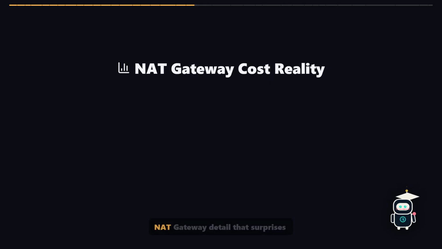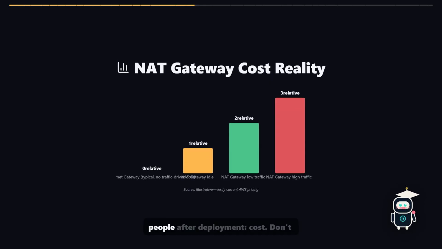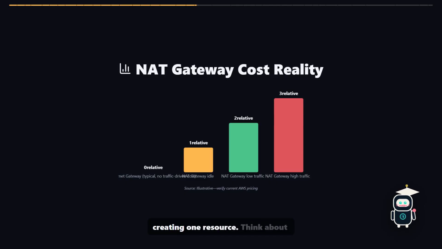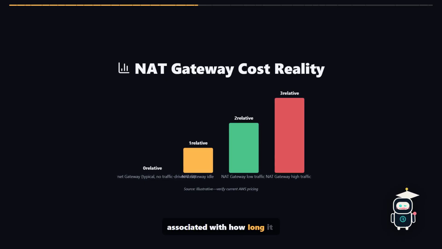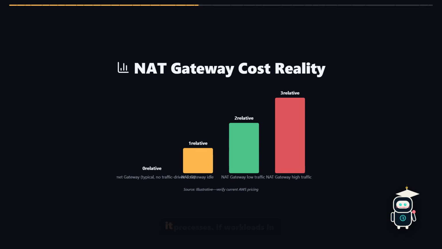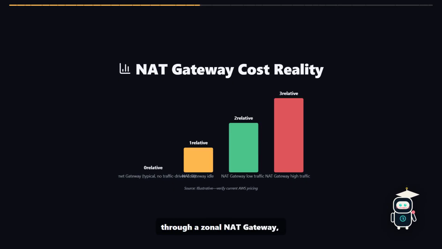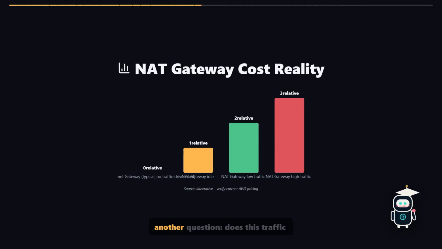Now let's talk about a NAT gateway detail that surprises people after deployment. Cost. Don't think about NAT gateway cost as just the price of creating one resource. Think about the entire traffic path. A NAT gateway can have charges associated with how long it exists and how much data it processes. If workloads in another availability zone send traffic through a zonal NAT gateway, the architecture can also introduce cross-AZ data transfer considerations.